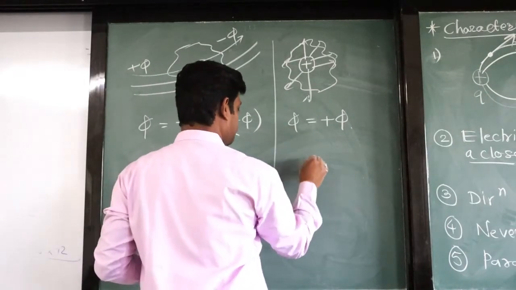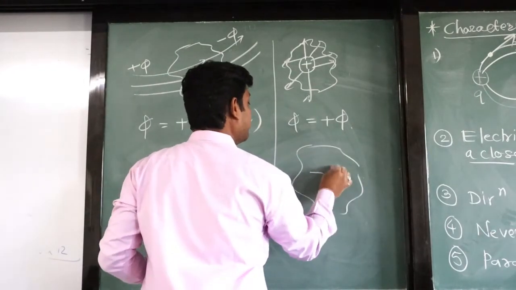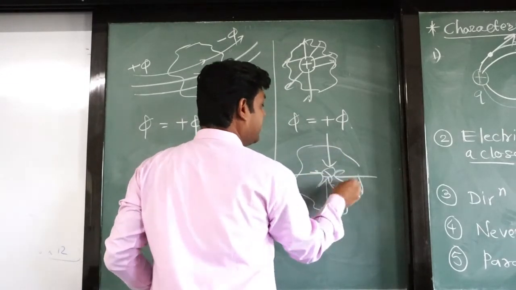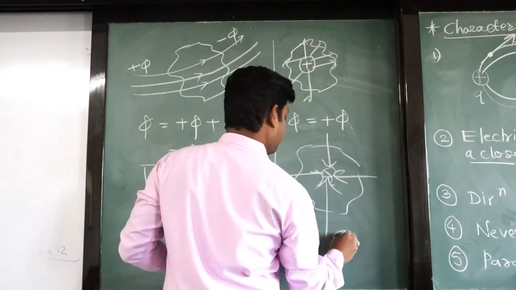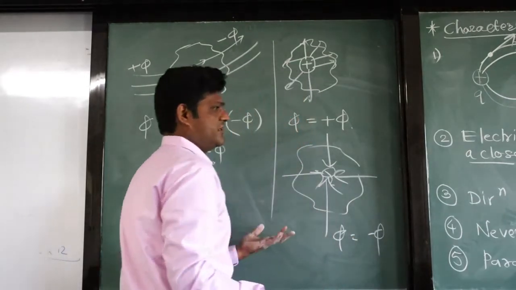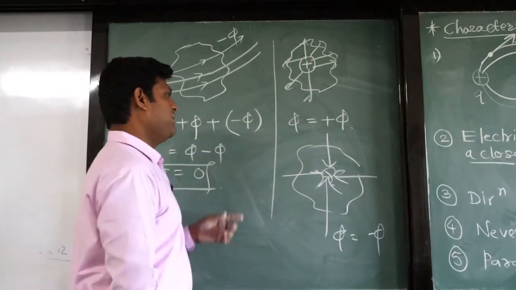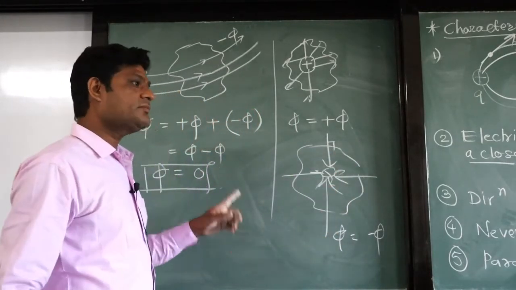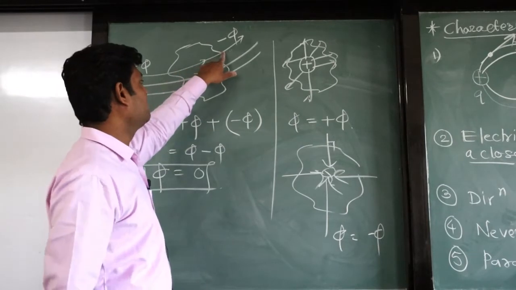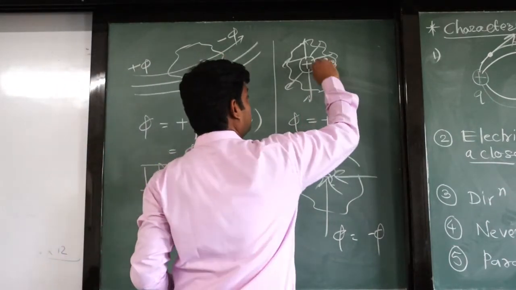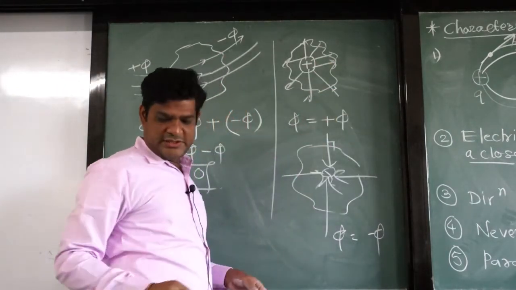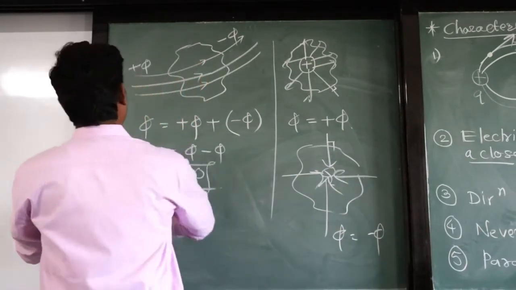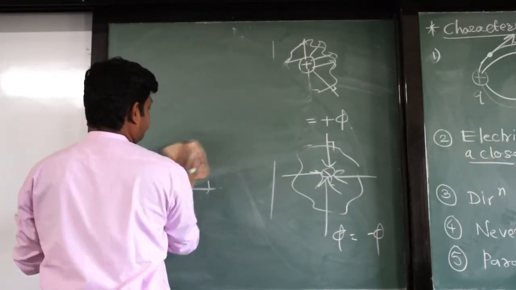Next, suppose we have a minus q charge, so the electric field lines are entering the body, so we write phi equal to minus phi. The flux linked with the body will be minus phi. Keep in mind the flux is always perpendicular to the surface. So this is our concept, and this is all about electric flux.